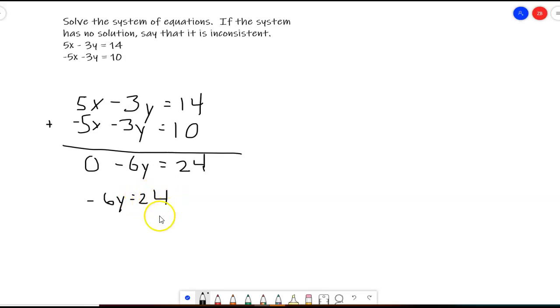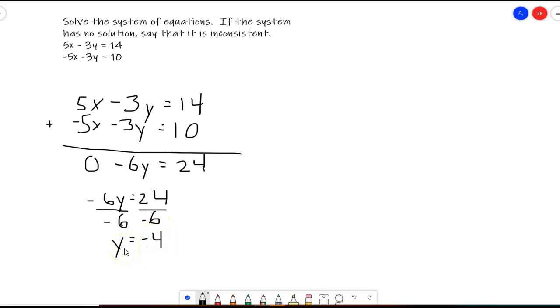The reason we do this is because we want to get down to just one variable. Because if we get down to just one variable, then we can solve for that variable. So in this case, if we divide both sides by negative 6, we get y is equal to 24 divided by negative 6, which is negative 4. So that's going to be our y.